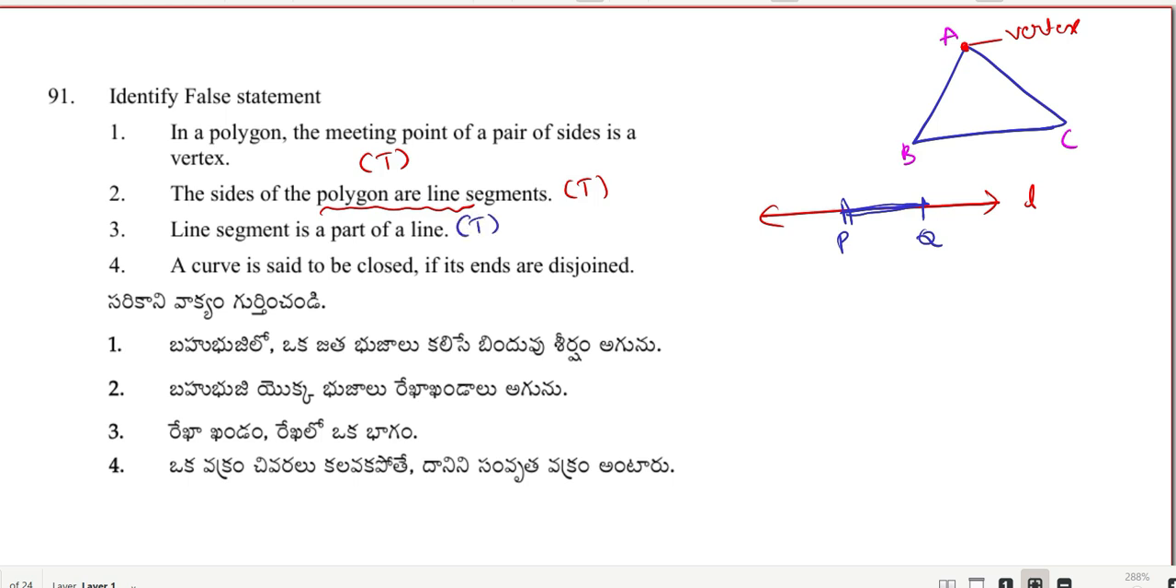Third one also correct. So ultimately the fourth one would be wrong. What is the fourth one? Let us observe this. A curve is said to be closed if its ends are disjoint. Ends are disjoint. If it is disjoint, then it is said to be open. It is not closed. But they have given that disjoint means closed. So that's the reason it is a false statement.